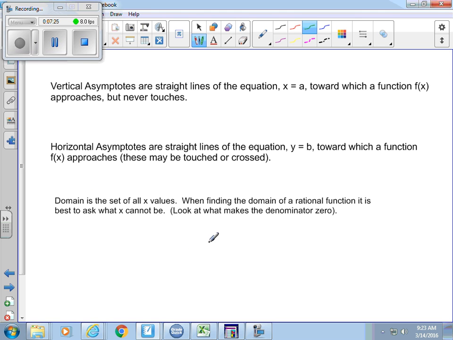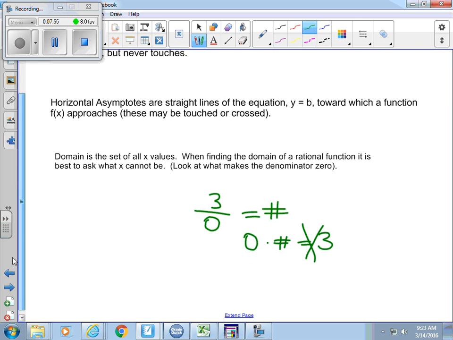Anyone can? So if you have 3 divided by 0, and let's pretend that equals a number. Just for pretend, pretend there is some number where 3 divided by 0 equals that number. Wouldn't that mean that 0 times that number equals 3? What is 0 times anything? See how that just doesn't work? You cannot divide by 0. That's why it's against the rules.